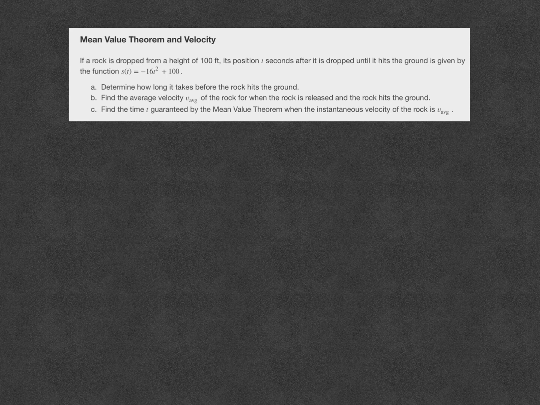Part A wants us to determine how long it takes before the rock hits the ground. So we want the height of the rock to be 0. It hits the ground when s of t is equal to 0. So we'll set our negative 16t squared plus 100 equal to 0.